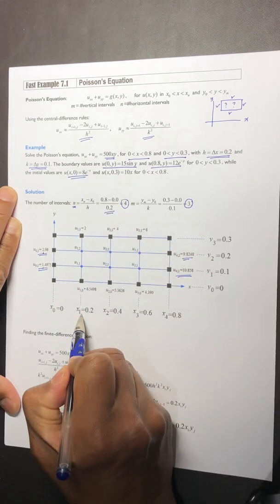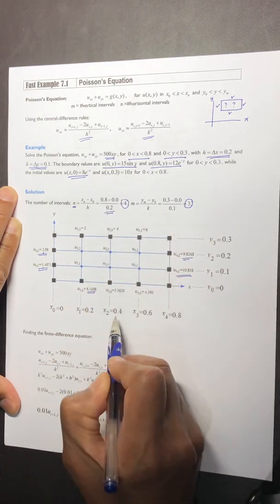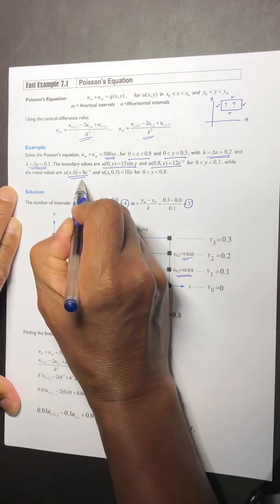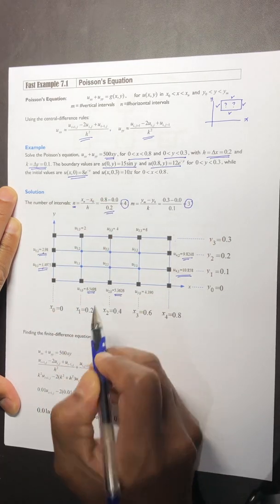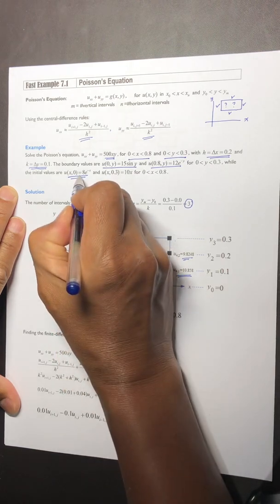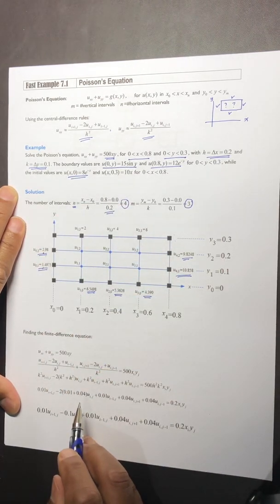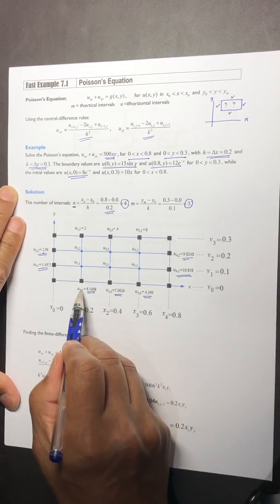When x is 0.2, put it here, so we get this value. When x is 0.4, into here, we get this value here. When x is 0.6, into this equation, we get this value. Okay, done with the bottom values.